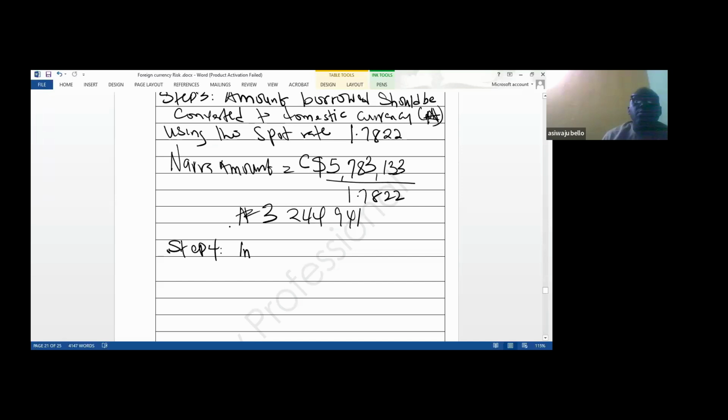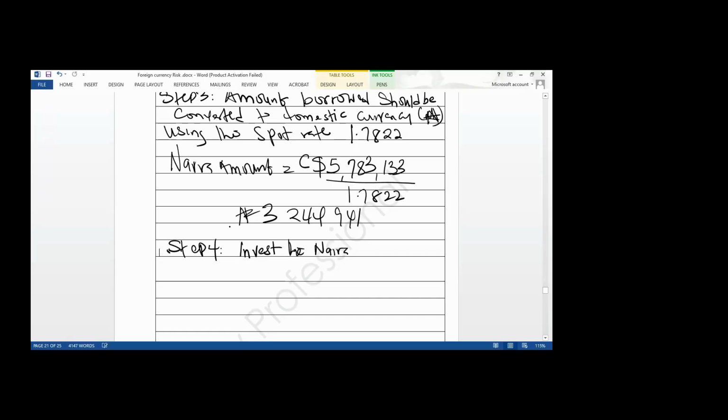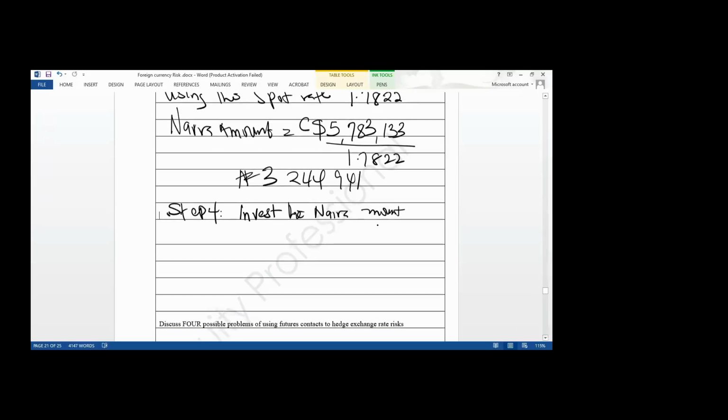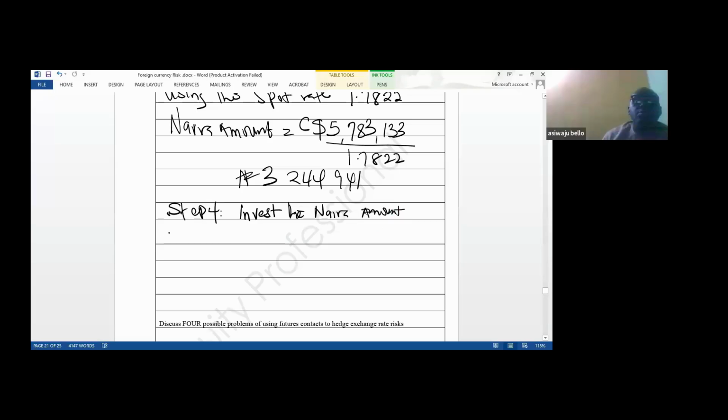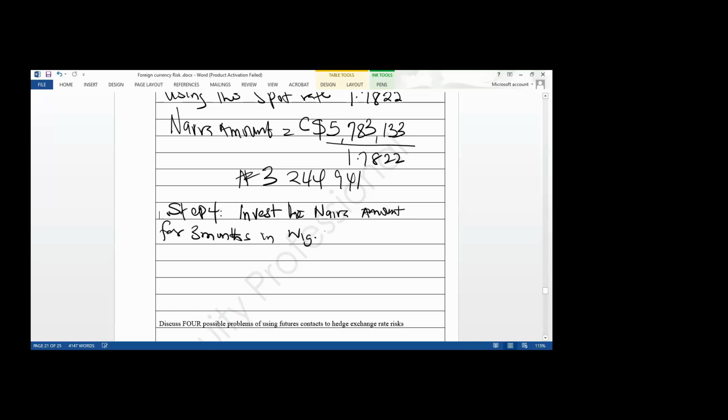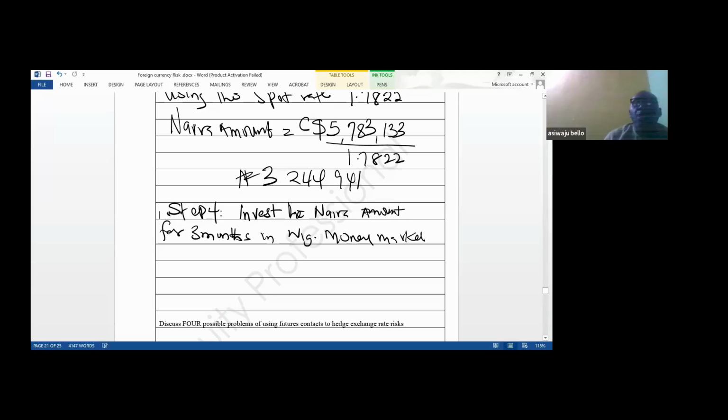So step 4, invest the Naira amount for 3 months in Nigeria money market. It's in Nigeria.